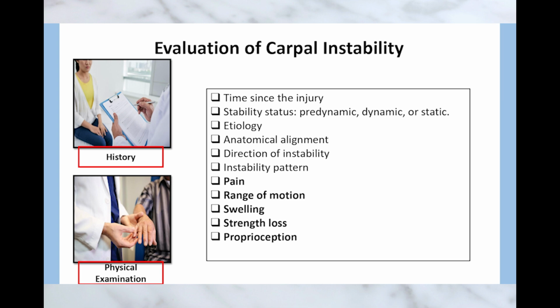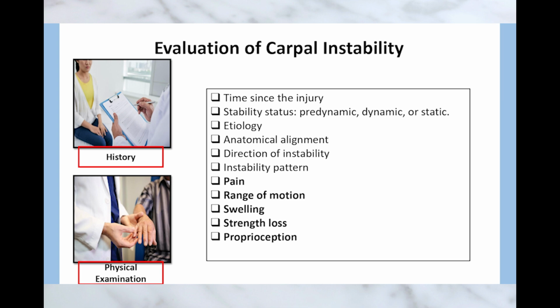Well, it really starts with a good history. The clinician's going to want to know exactly how the problem started. Was it a sudden injury, a fall, or something gradual from repetitive motions? How long has it been going on? What kind of instability are they feeling? Is it like a catching, a click, or just a sense of giving way? Right. Where's the pain? How bad is it? What's the range of motion like? Is there swelling? Do they have good proprioception, that sense of where their wrist is? And are there any specific movements or positions that make it worse? So the patient's description is really important.